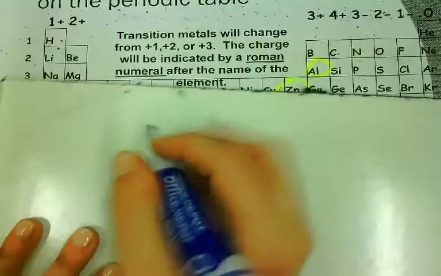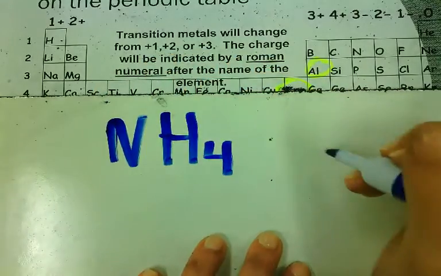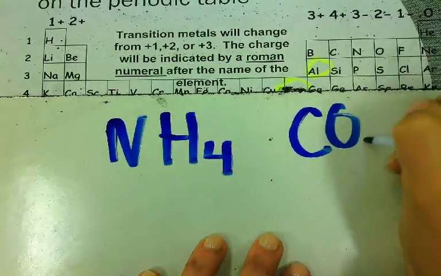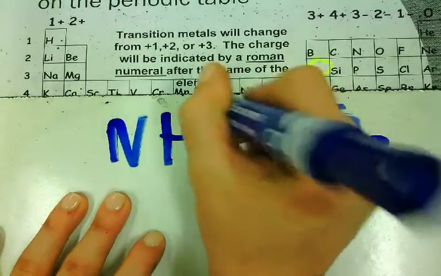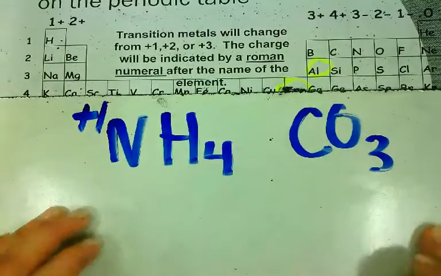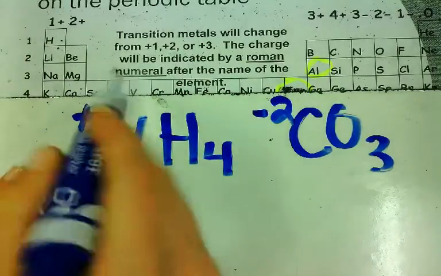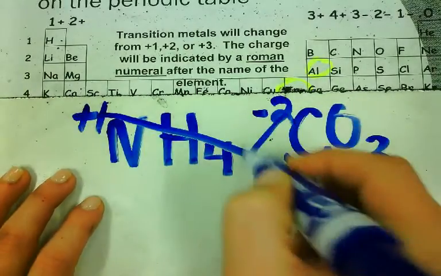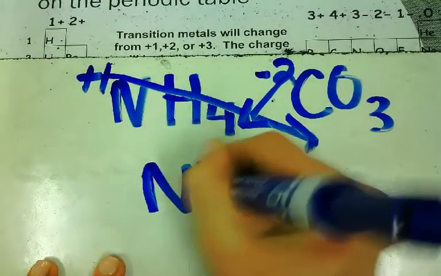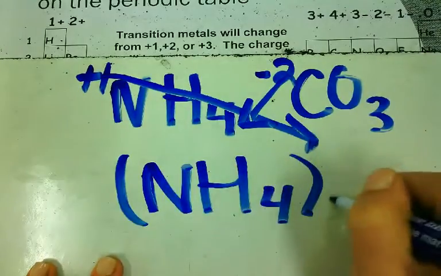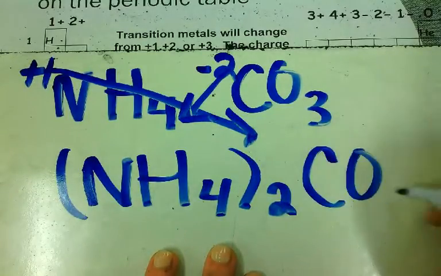Next, we have ammonium and carbonate. The charge on ammonium, per my polyatomics chart, is positive 1. The charge on carbonate is negative 2. So, I need to swap and drop these charges. So I'm left with ammonium with a 2 outside of its parentheses and a carbonate.